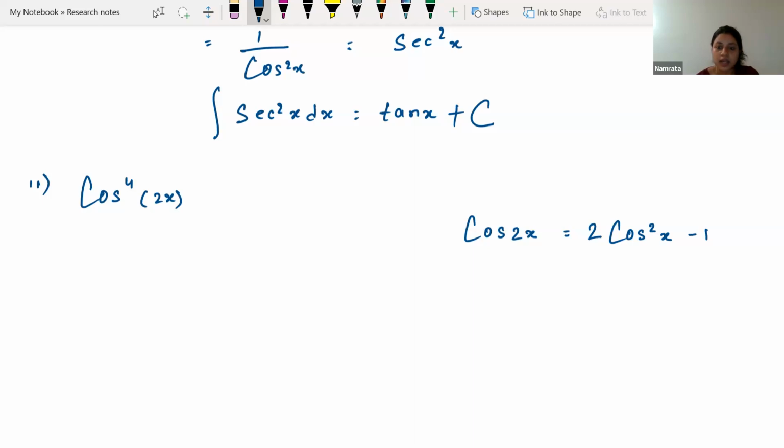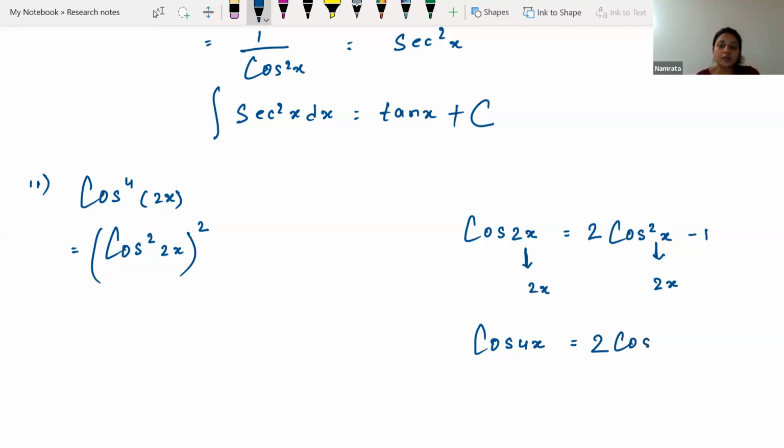But here, okay, let's take it as it is. Here we are talking about cos to the power 4 and then 2x is there, which can be written as cos square 2x, and that's whole square. So basically here we need cos 2x. Here we need, instead of x, here we need 2x. So here also at the place of x, we will be writing 2x. So the formula will become cos 4x is equals to 2 cos square 2x minus 1.